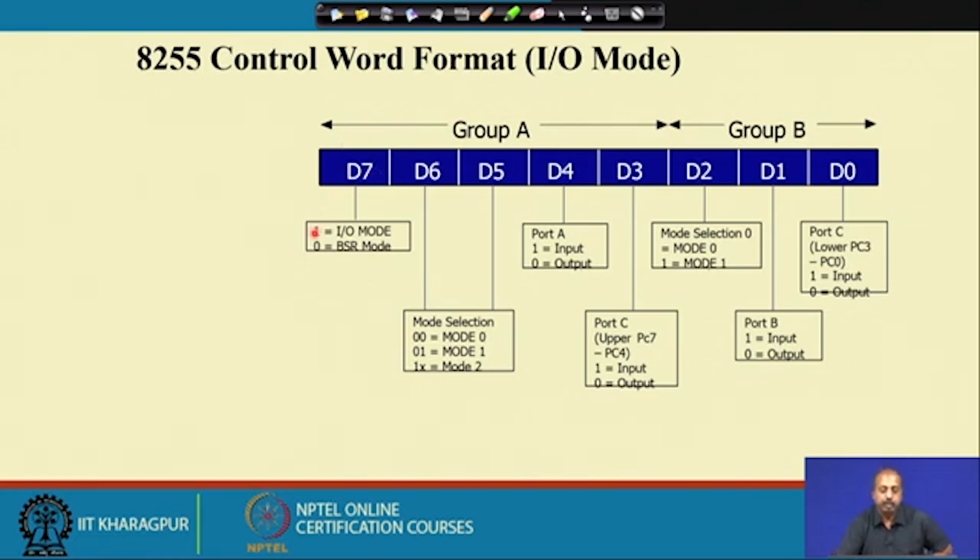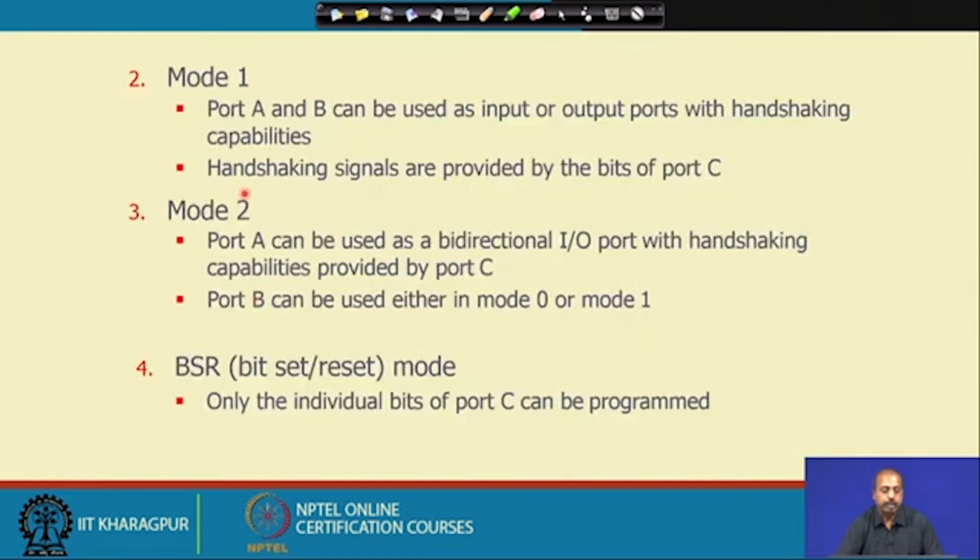Here, if this bit is 1, it will mean IO mode, and if it is 0, that means it is BSR mode. If it is in IO mode, in that case these bits D6 and D5 will identify the mode: 0 0 is mode 0, 0 1 is mode 1, and 1x is mode 2. So, that way we can select, like in the previous slide we have seen, mode 0, 1, 2 or BSR mode. We did not say explicitly mode 3. So, that is BSR mode.